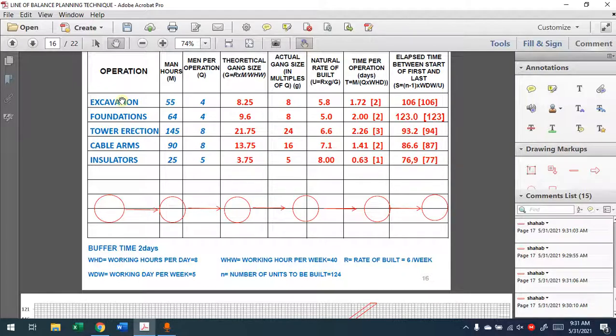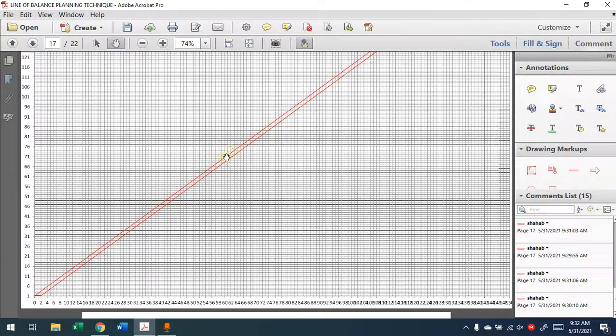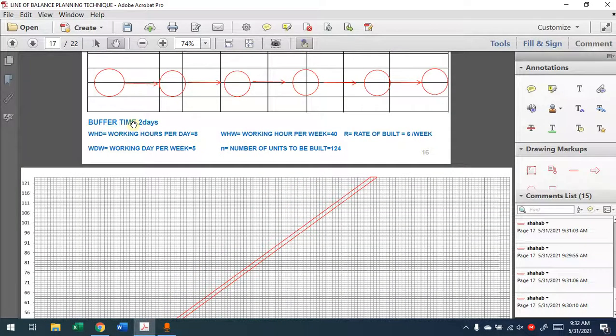Now, between those operations, we have buffer time, 2 days. So in a line of balance, there will be another drawing like this, another inclined box. But the distance between those two, the minimum spacing between them, should be 2 days, which we call buffer time here. Now, sometimes buffer time is 5 days. So whatever the buffer time is, you have to provide at least that many days between the two drawings here.